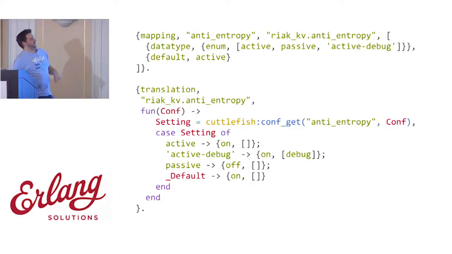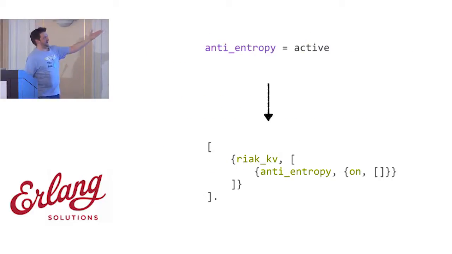Well, we want it to be active, passive, and active-debug. So when that comes in here, we use cuttlefish:conf_get to read the setting, then just do a case statement to say, okay, convert these to whatever we're expecting in the app config. And in the end, it just looks like this, right? anti_entropy active runs through the mapping, runs through the translation, and what we get is riak_kv anti_entropy on, and square braces, empty list.